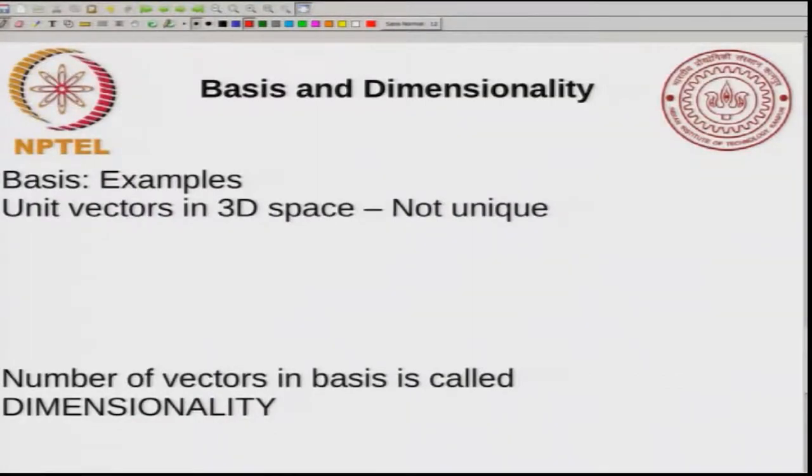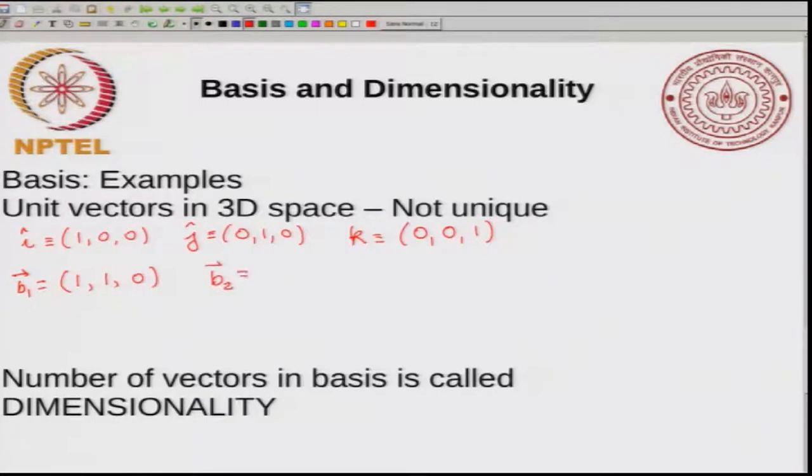So, let's take examples of bases. Suppose you have in 3D space, your i, I can write this as 1, 0, 0, j, I can write as 0, 1, 0, k, I can write as 0, 0, 1. And what is important is that these are not unique. These are not the only bases that you can have. You can have other bases also. So, for example, you can have a vector, let us say b1 equal to 1, 1, 0, b2 equal to 1, minus 1, 0, and b3 equal to 0, 0, 1. So, this is also a basis for the 3D vector space.